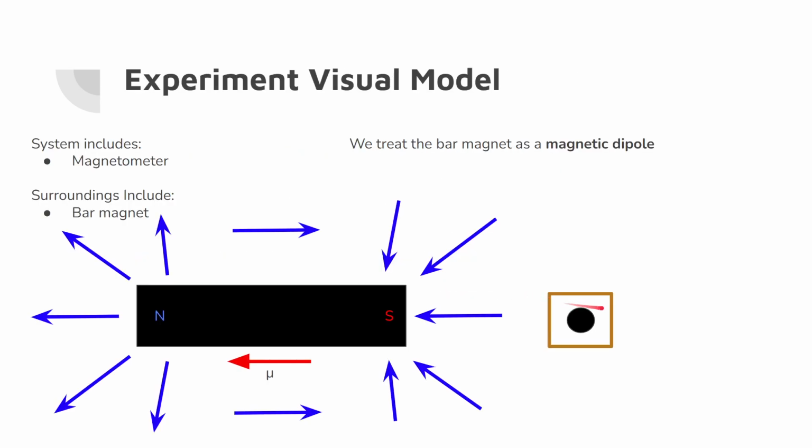So our visual model here, in this box, we have the magnetometer, and then we have our bar magnet, which we're treating as a magnetic dipole, with our magnetic dipole moment here, and then these blue lines indicate the magnetic field, how it curls out from the north and then into the south, like such.